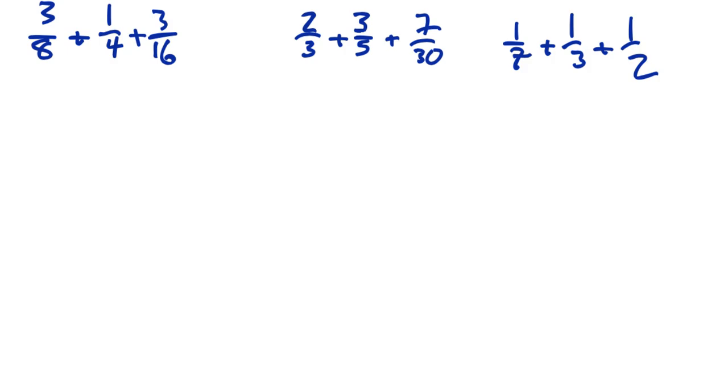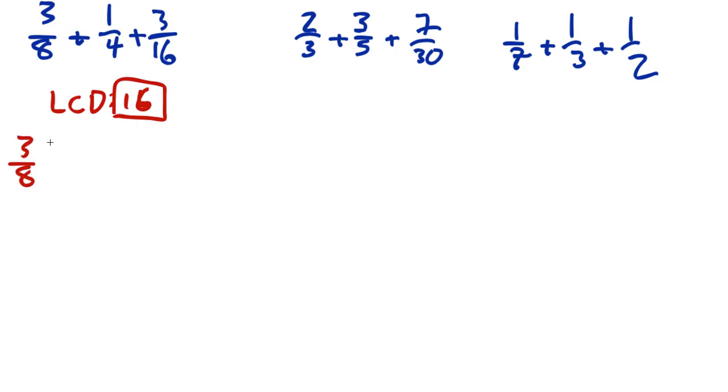Adding three unlike fractions, you want to make sure you find the LCD and then add them and then check for those terms at the end. So in this case, we have 8, 4, and 16. In this case, the LCD is 16. So we have to convert all of these fractions to sixteenths. So what does that mean?